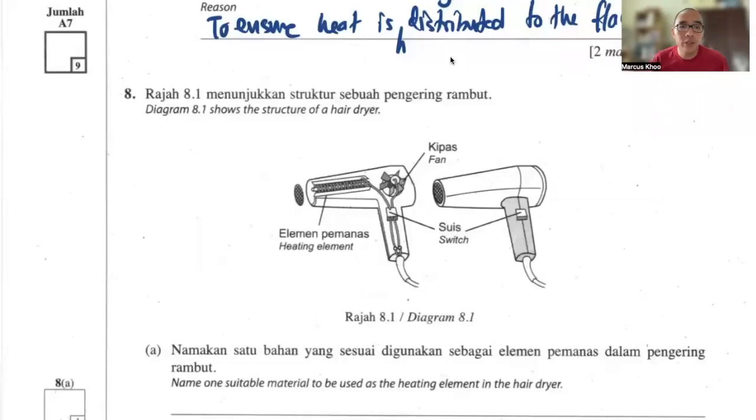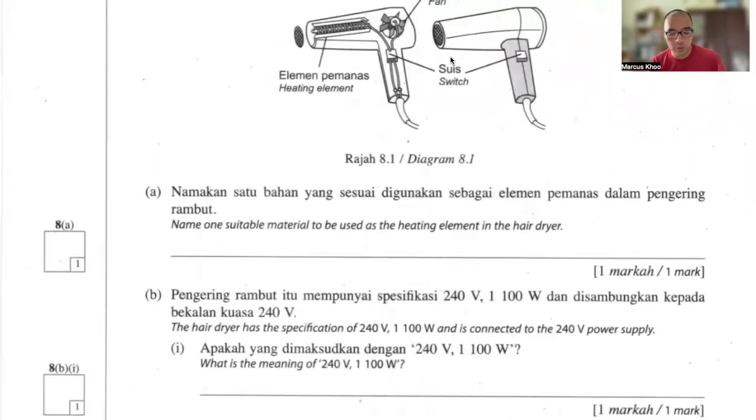Diagram 8.1 shows the structure of a hair dryer. Name one suitable material to be used as a heating element in the hair dryer. So for a heating element, you need it to be very high resistance. Usually it's tungsten or nichrome, the two elements with highest resistance in your syllabus. Remember the reason why we use this is because it's high resistance, and resistance always causes heat.